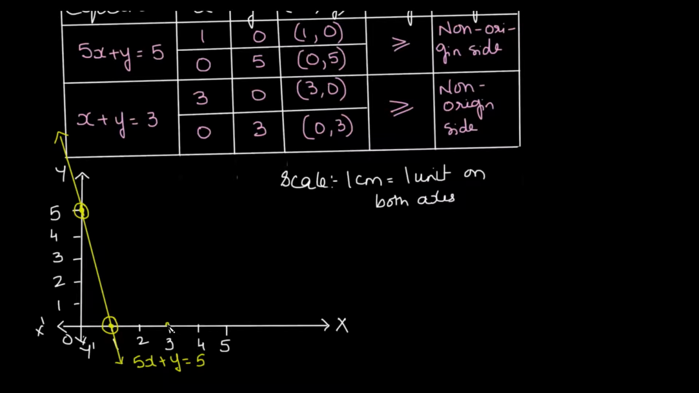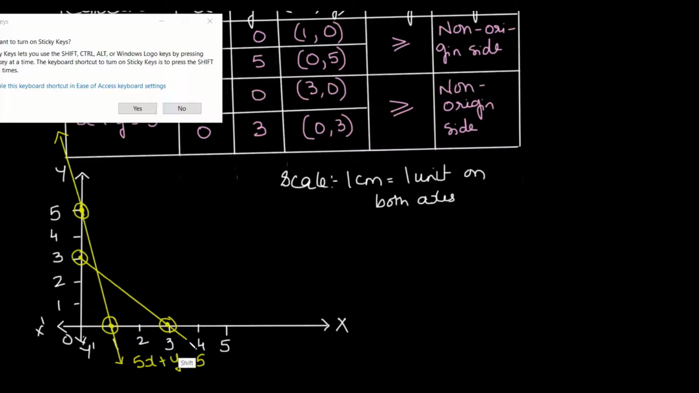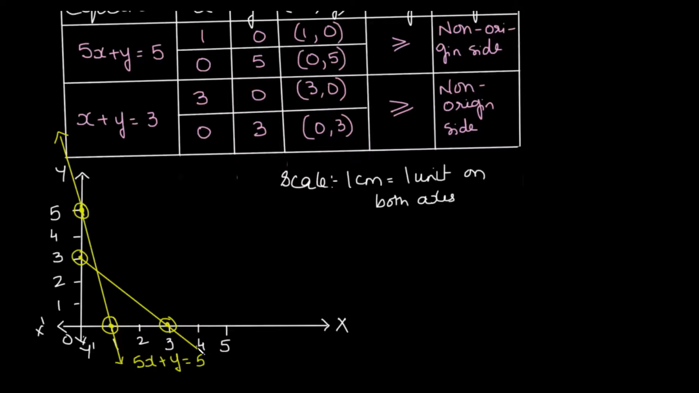Second line has the coordinates 3, 0 and 0, 3. And thus we have the line coming out like this. And the equation is x plus y is equal to 3. Let me write it over here.